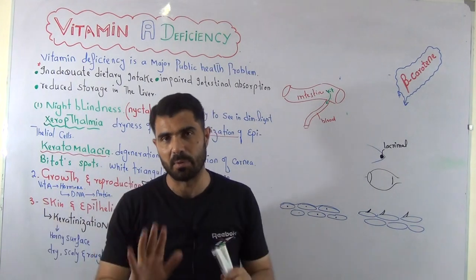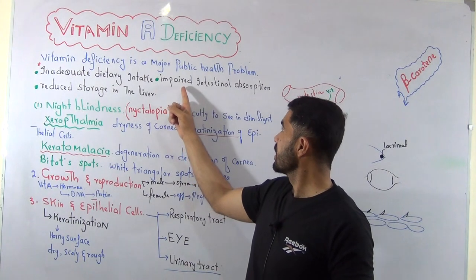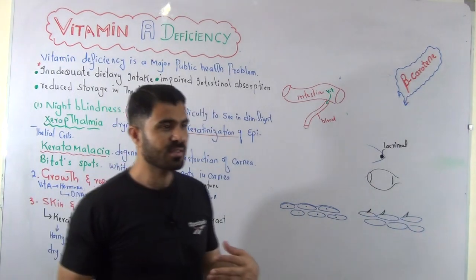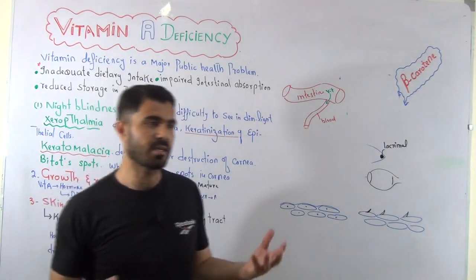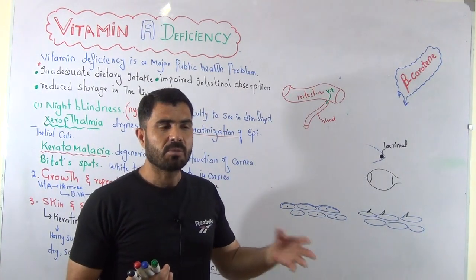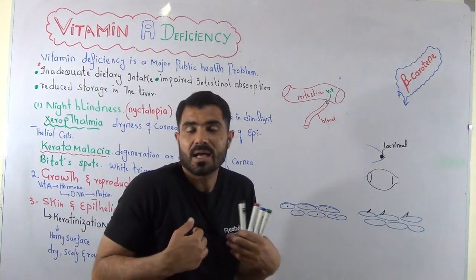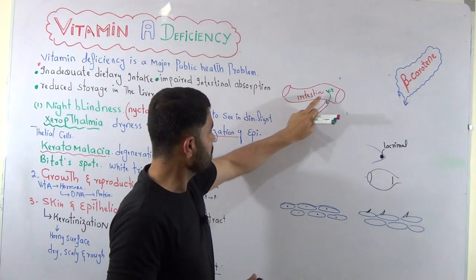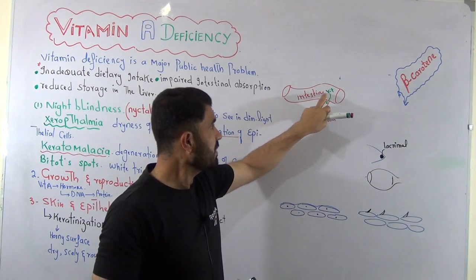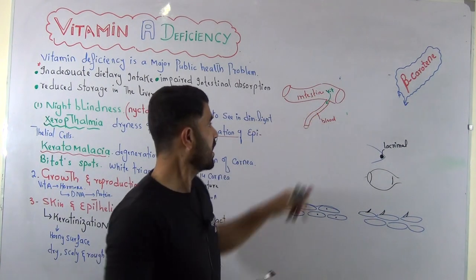So this will cause a problem, definitely. This is the first that everyone knows. The second problem is very important, that is impaired intestinal absorption. In this case, a person is taking care of his health, but the problem is that once these vitamins enter his or her body, they reach the intestine, and from the intestine the vitamin has to travel to the blood, which is called absorption.